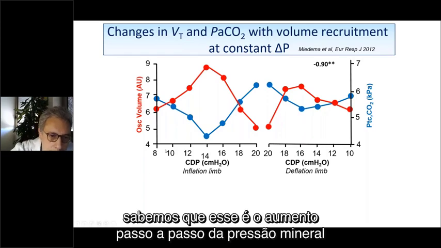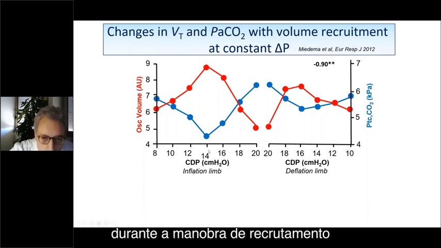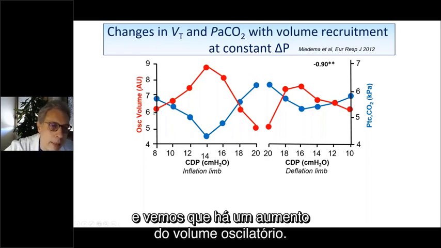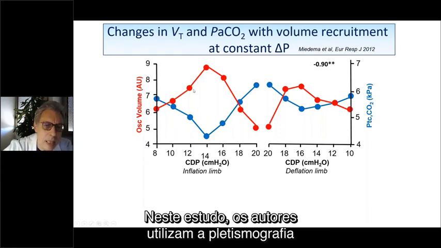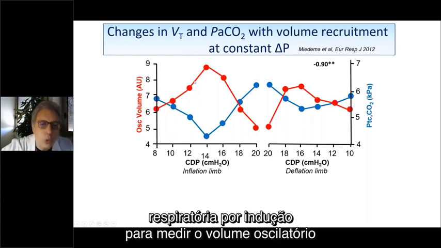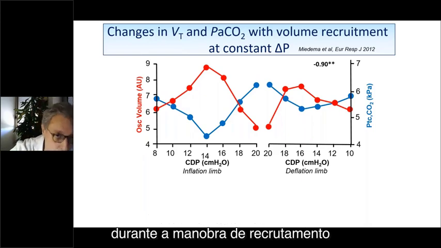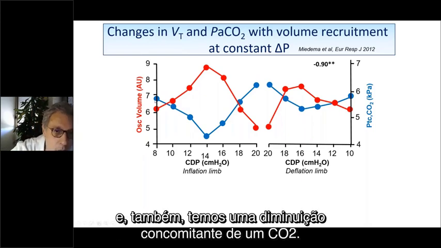You know that this is the step-by-step increase in mean airway pressure during the recruitment maneuver, and we see that there is an increase in oscillatory volume. In this study, the authors used respiratory inductive plethysmography to measure the oscillatory volume during the recruitment maneuver, and also we have a concomitant decrease of PCO2.